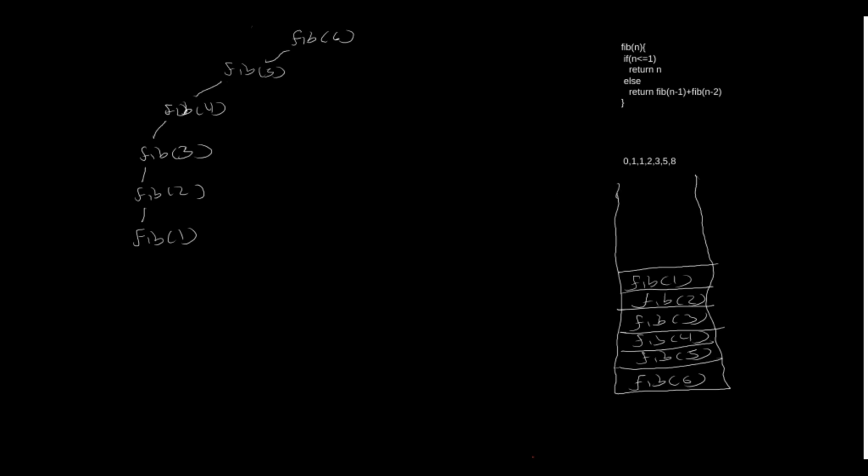Fib of 1 gets popped off because n equals 1, we reach our base case. So this one here is 1. So we exit out of this function call. And let me just erase fib of 1.